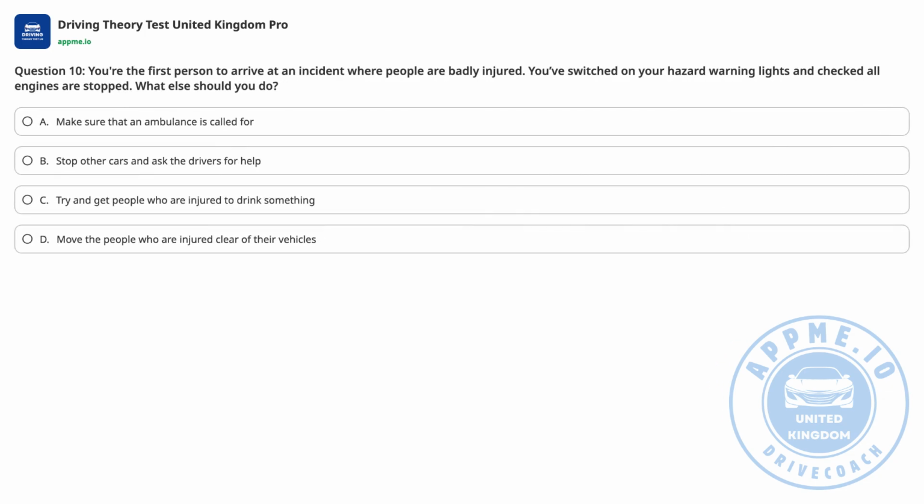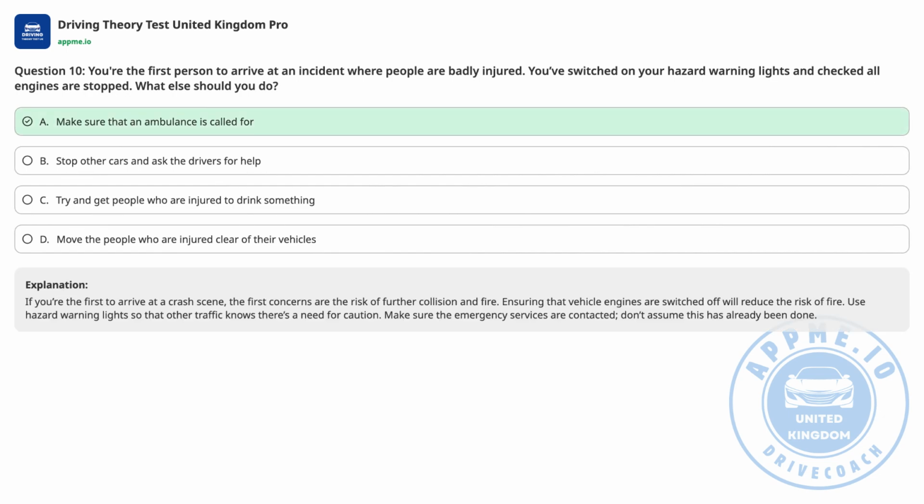Question 10. You're the first person to arrive at an incident where people are badly injured. You've switched on your hazard warning lights and checked all engines are stopped. What else should you do? A. Make sure that an ambulance is called for. B. Stop other cars and ask the drivers for help. C. Try and get people who are injured to drink something. D. Move the people who are injured clear of their vehicles. The correct answer is A.